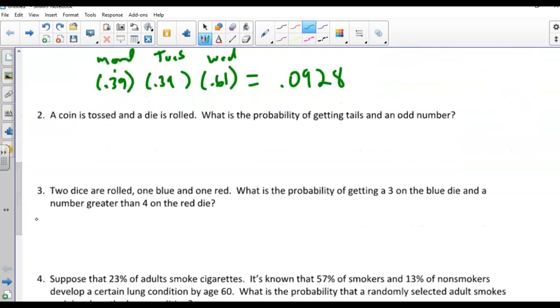Now, number 2, a coin is tossed and a die is rolled. What is the probability of getting tails and an odd number? So you toss a coin, the probability of getting tails is 1/2. And you roll a die and you want to get an odd number. Well, there are 3 odds out of 6 total, which is basically 1/2 times 1/2. Or you can do 3 out of 12, which is 1/4. Or you can reduce that and say 1/2 times 1/2 is still 1/4.